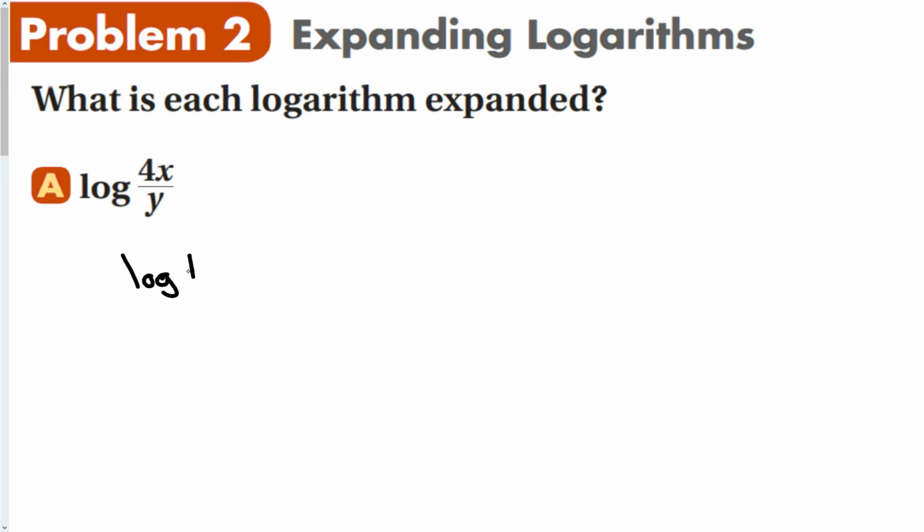So that would be the log of 4 plus the log of x, because both of these are multiplied together, and they're both in the numerator, so they're both going to have positive exponents, minus the log of y, because it's in the denominator. It's a negative exponent, so we have to subtract it.